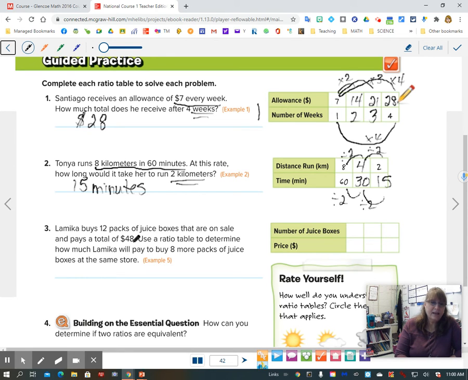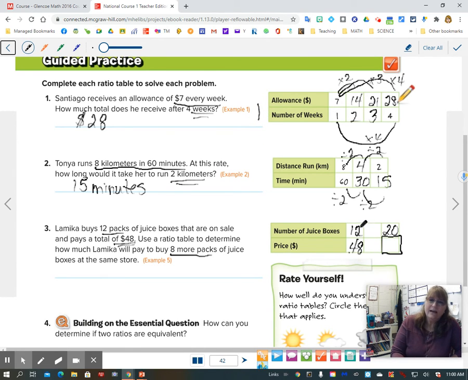All right, next, Lamika buys 12 packs of juice boxes that are on sale for $48. Use a ratio table to determine how much Lamika will pay to buy 8 more packs of juice boxes at the same store. So we have 12 packs for $48, and she wants to buy 8 more. Well, 12 plus 8 is 20. And we don't know how much that's going to cost. That's what we're trying to find out right there.